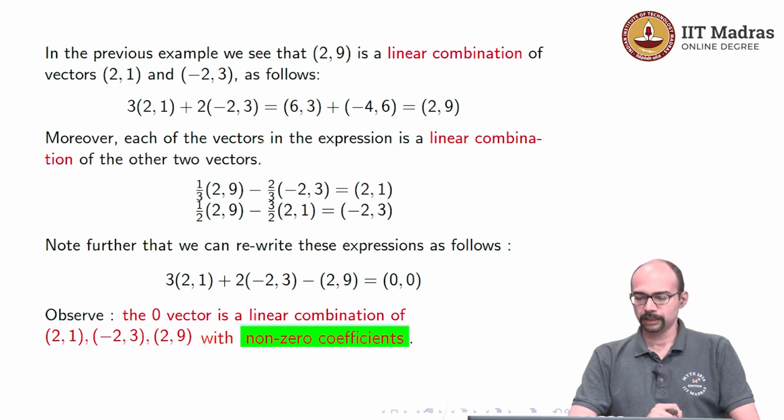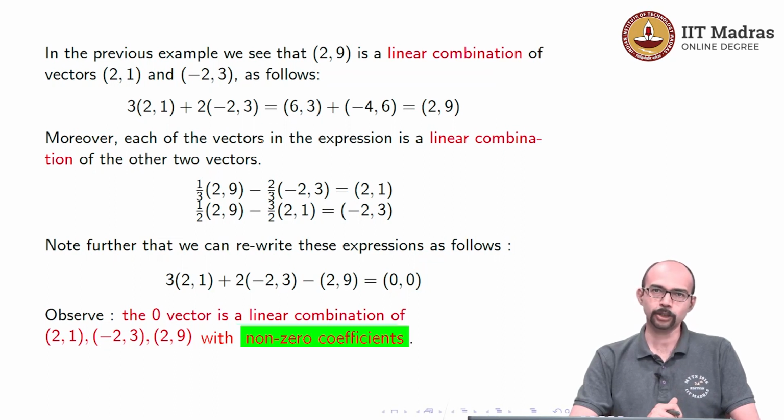Okay. So I should point out, I am emphasizing this non-zero coefficients. What happens if your coefficients are 0? If you take a linear combination of any vectors v1, v2, ..., vn with 0 coefficients, that is always going to give you 0, right? Because the linear combination will be 0 times v1 plus 0 times v2 plus ... plus 0 times vn, which of course is the 0 vector.